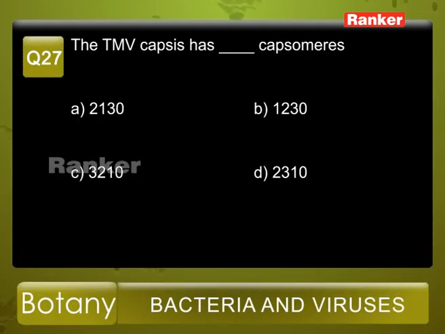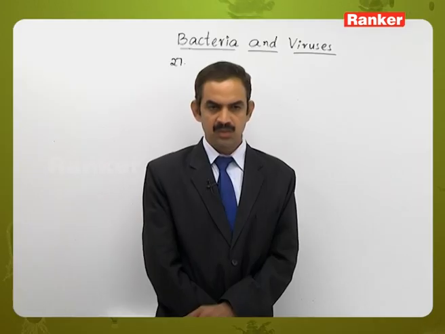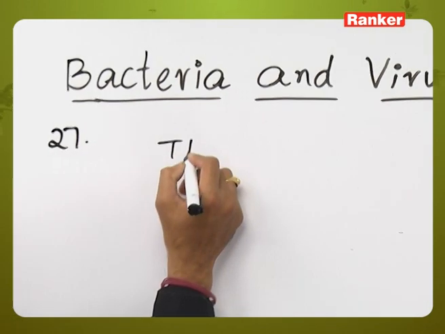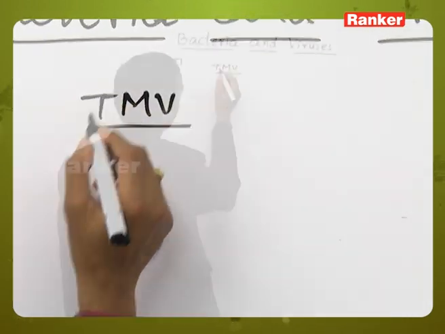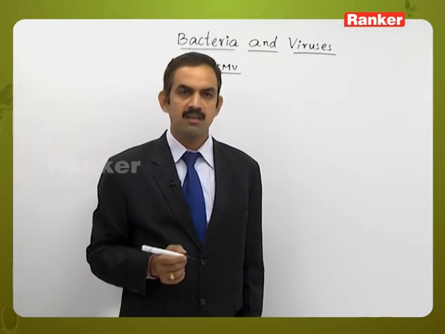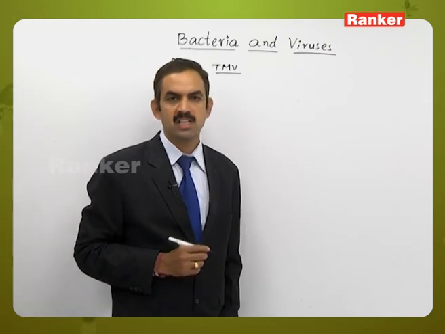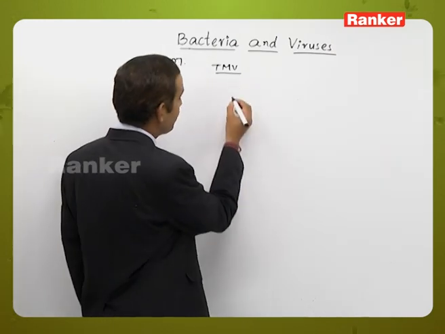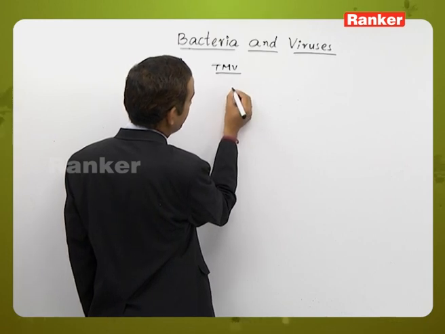Question number 27. The TMV capsid has number of capsomeres. The given options: A. 2130, B. 1230, C. 3210 and D. 2310. So here the TMV virus, which is considered one of the typical viruses for plant viruses, is the one which was first crystallized by the scientist W.M. Stanley. And if you observe the TMV virus, it will have a central core.